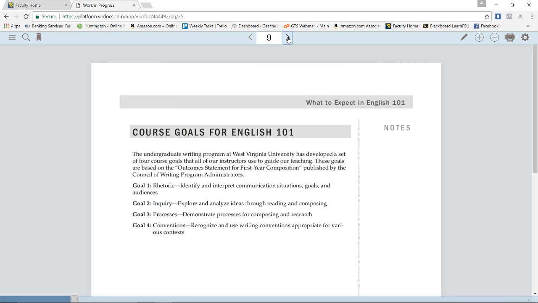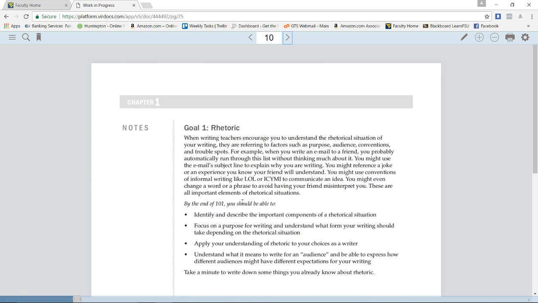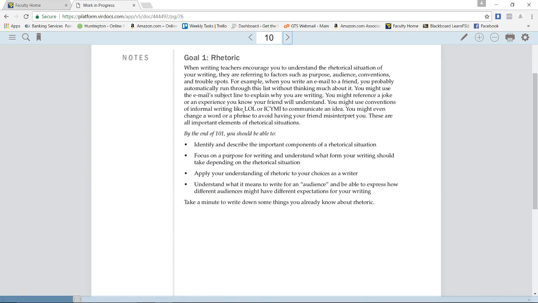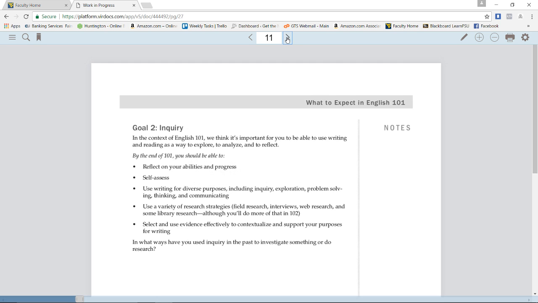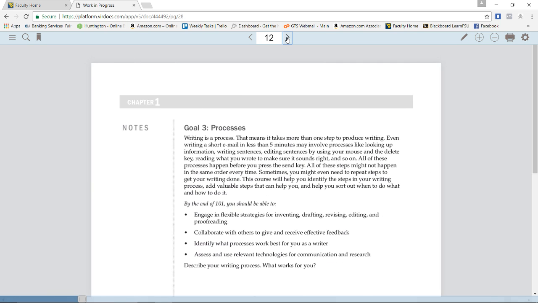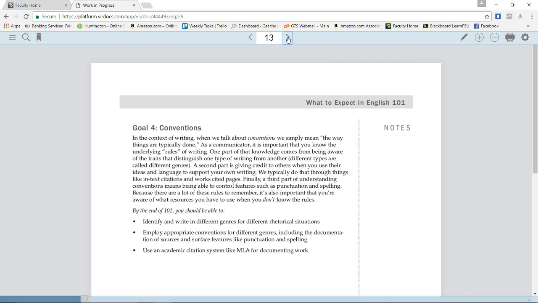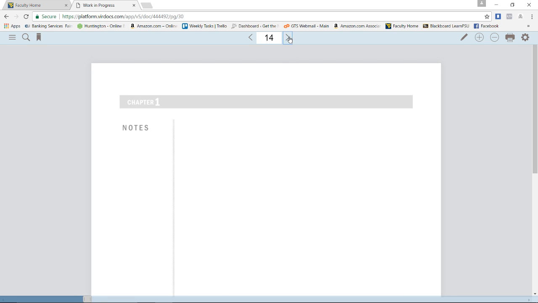The course goals for this class are goal number 1, rhetoric. Be able to understand what rhetoric is and how it works. Inquiry, processes, and conventions. Those are talked about more specifically here in the next few pages. Rhetoric, inquiry, processes, conventions. Just be sure you understand what those all mean. Be ready and able later on in the classwork to discuss those things. Okay, and that's chapter 1.